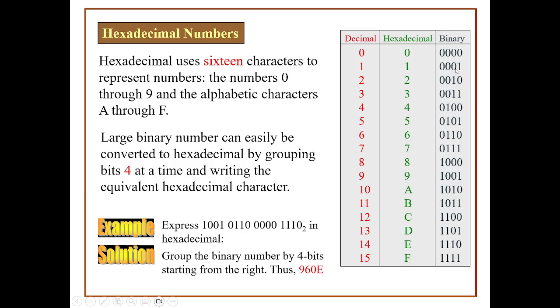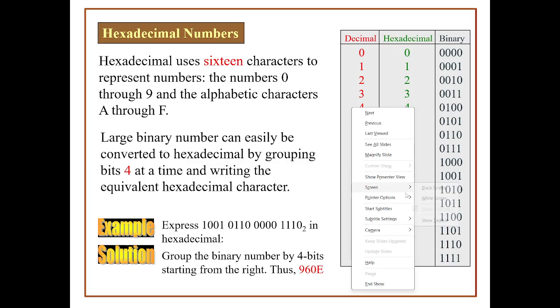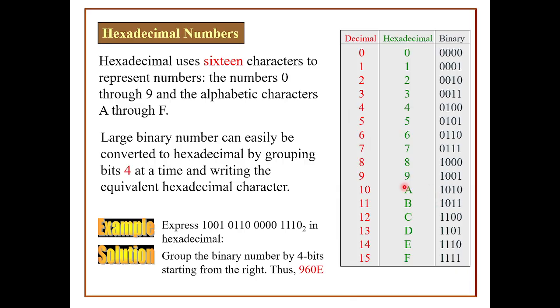0000 represents hexadecimal 0. 0110 gives you 6 over here. And then 1001, you have 9 here. So we can write it as 960E.